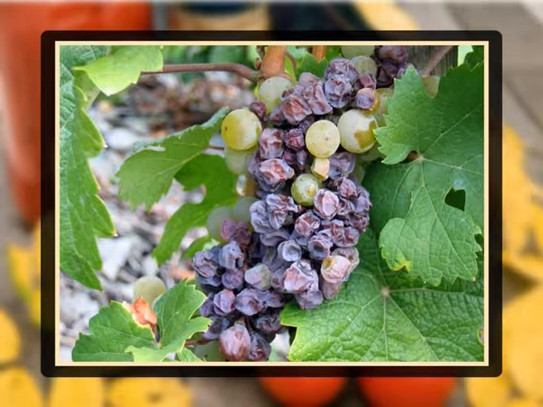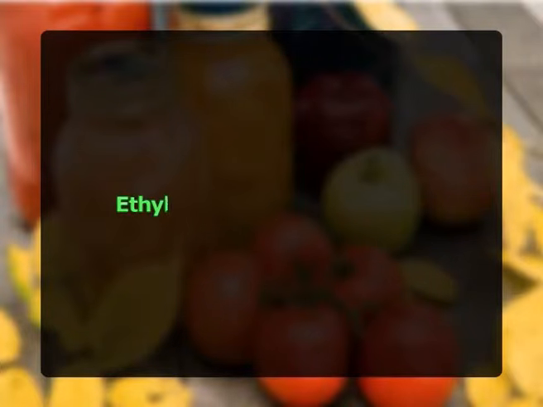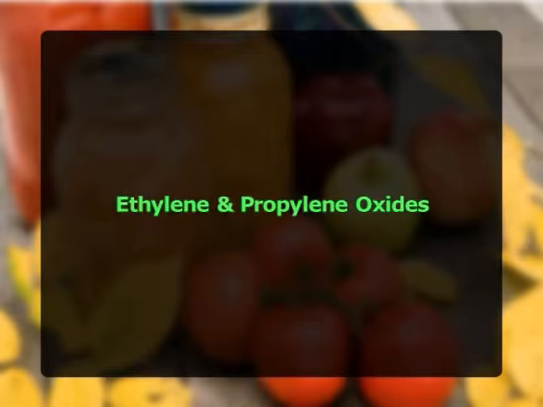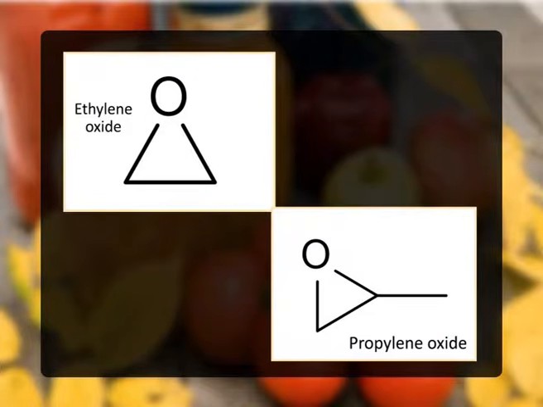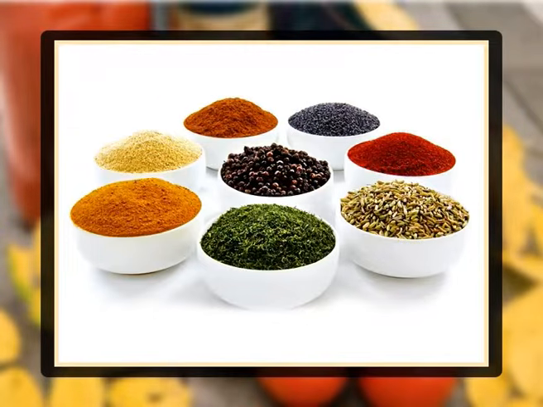To prevent the spread of botrytis from grape to grape, sulfur dioxide is employed for long-term storage. It is applied shortly after harvest and about once a week thereafter. Another important class of compounds are the ethylene and propylene oxides. The ethylene and propylene oxides exist as gases and are employed as fumigants in the food industry. The oxides have a similar mechanism of action, and are applied to dried fruits, nuts, and spices, primarily as antifungal compounds.